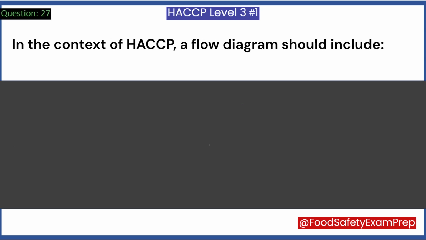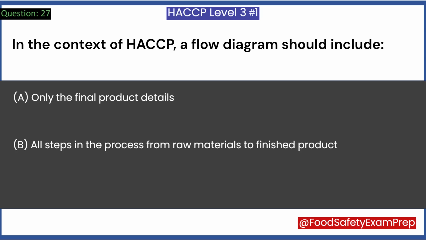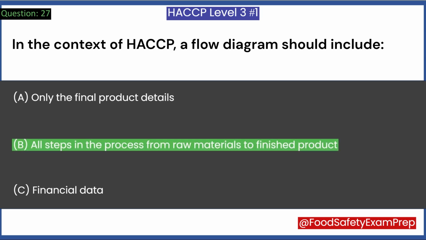In the context of HACCP, a flow diagram should include A. Only the final product details. B. All steps in the process from raw materials to finished product. C. Financial data. Answer: B. All steps in the process from raw materials to finished product.